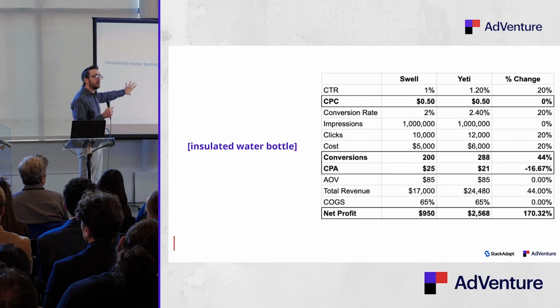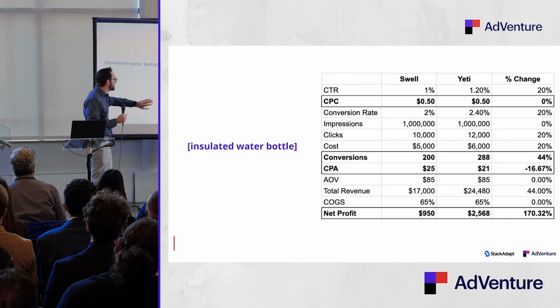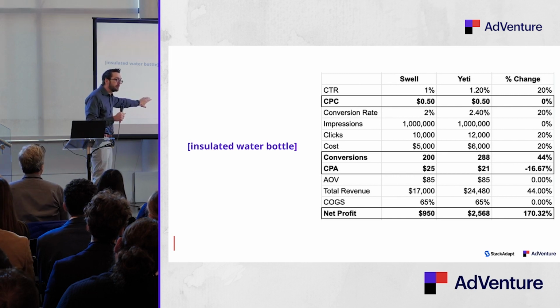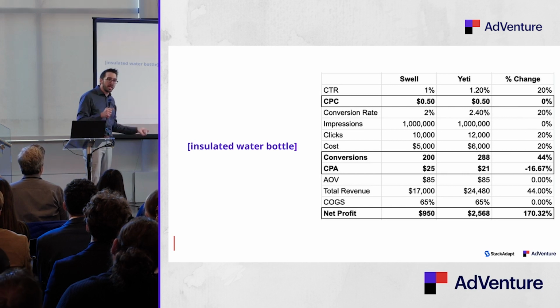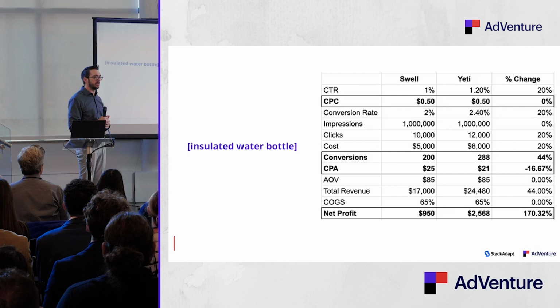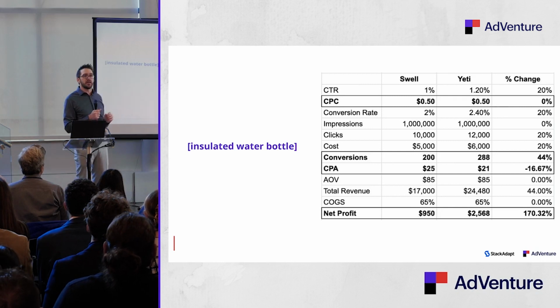Holding every other variable equal, meaning the cost per click is the same, their cost of goods sold is the same, their average order is the same, Yeti has more than twice the amount of profit, 2.5 times the amount of profit that Swell is earning in this ecosystem. Okay, and that's a very conservative estimate.